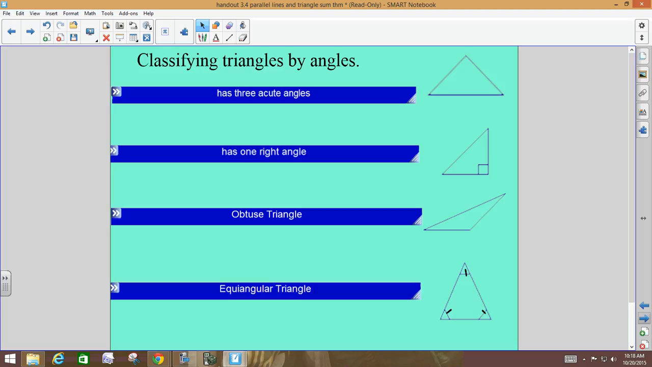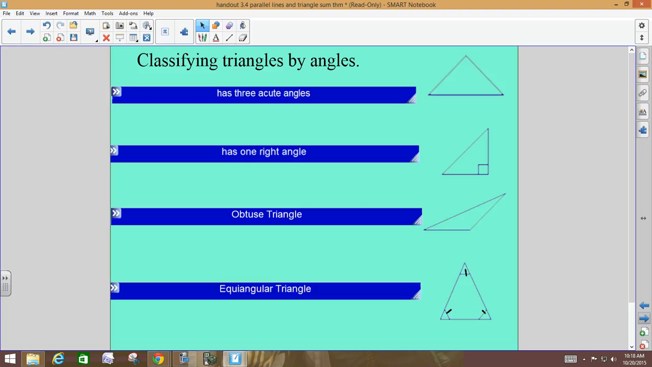If you already know them, I guess you don't really have to define them. But can a triangle have 2 right angles? Why not? Well, why can't it have 2? Good, because all 3 angles have to add up to 180. And Dawson, if I have 2 right angles, what's 90 plus 90? But I still have a third angle. Isn't that going to put us over? Good. So you can't have 2 right angles.